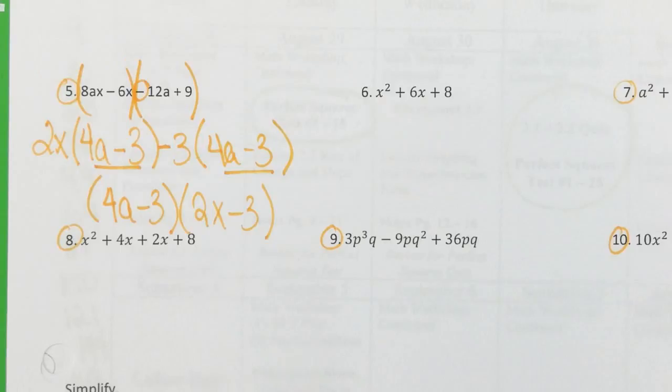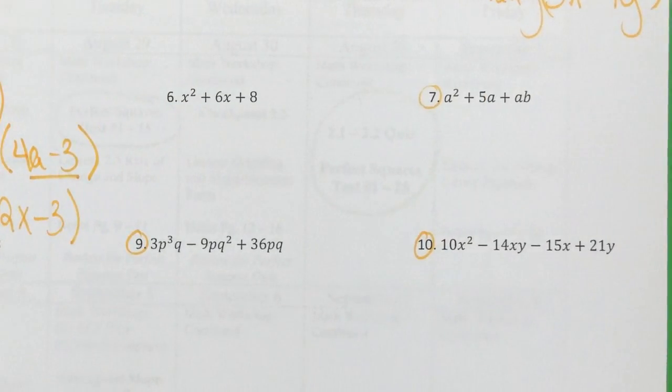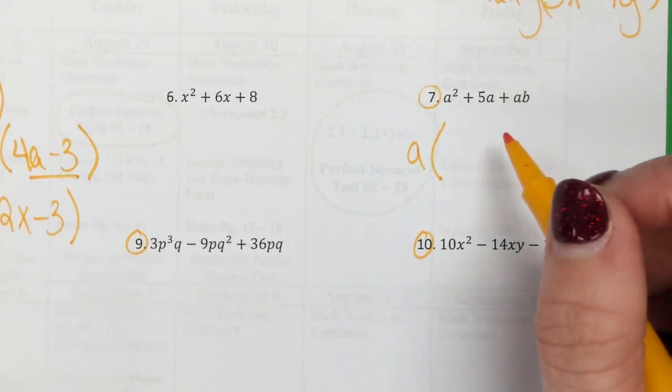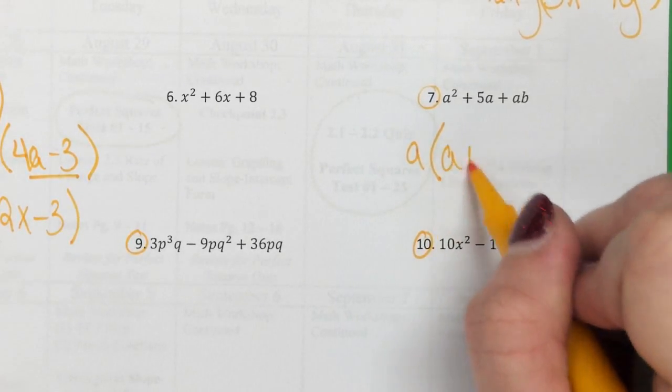All right, what about number 7? How many terms does number 7 have? 3. So what do you do when you have 3 terms? You factor out the GCF. GCF. Very good. What's the GCF on number 7? A. A plus 5. Perfect.